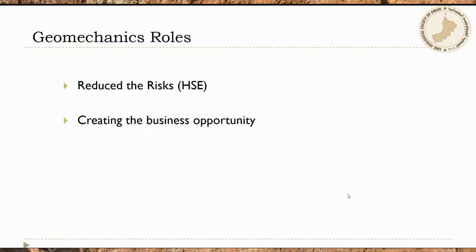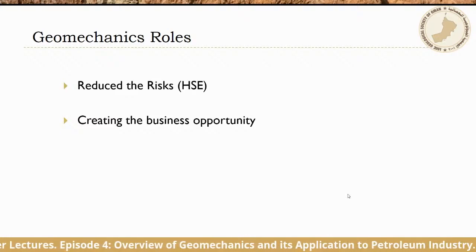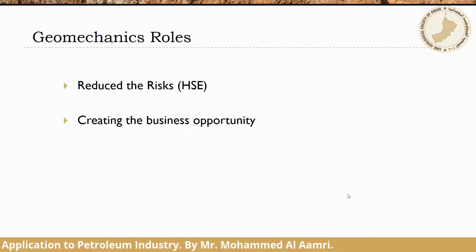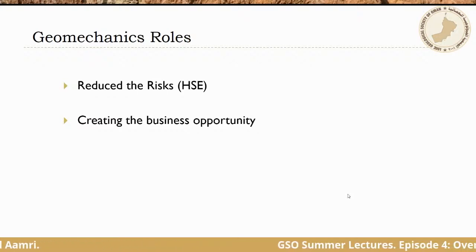Also, the second objective is creating business opportunity. In a simple way, I will give you an example. On tight gas or tight rocks, we cannot produce from these rocks because they have very low permeability and are very tight. So we do hydraulic fracturing on them. Because of this hydraulic fracturing, we create a very good business opportunity. This is the simple example.